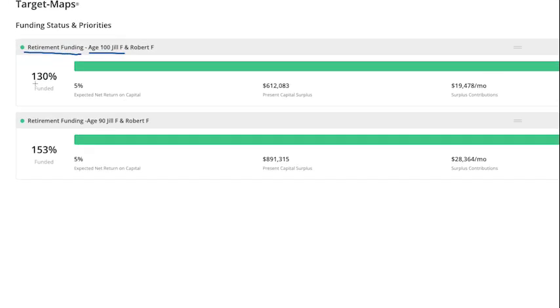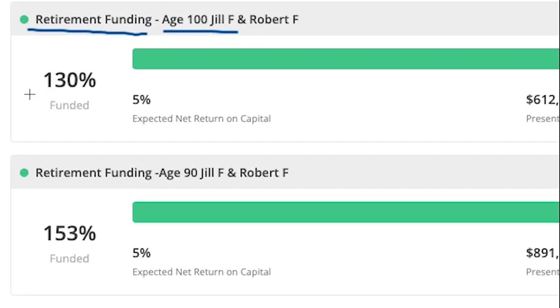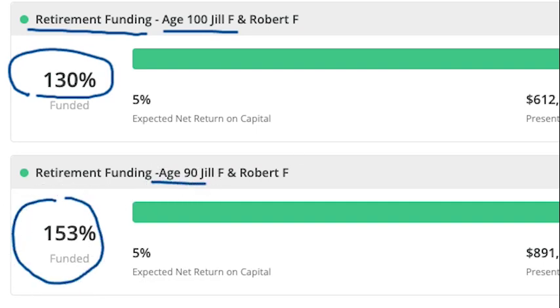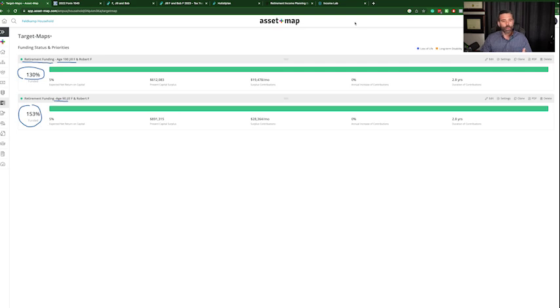So when I run this target map out to 100, they're about 130% funded. So it looks like they have 30% more assets than they really need to make it to this goal if they were to spend what we expect them to spend, okay? And I also ran it again at age 90, and they're about 153% over. These are all things that I do behind the scenes to say, where are we at from a client perspective. But when I'm looking at these situations for Jill and Bob here, I know they're overfunded.